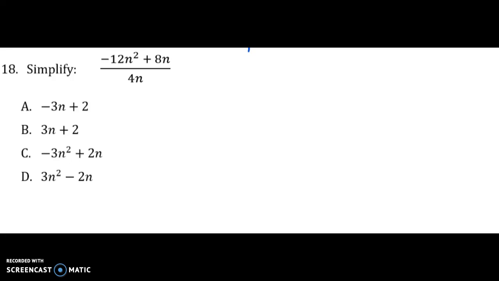In question 18, we have to simplify the given expression. So what we've got is negative 12n squared plus 8n divided by 4n. So to simplify that expression, what we need to do is look at dividing each of these terms by our monomial divisor.